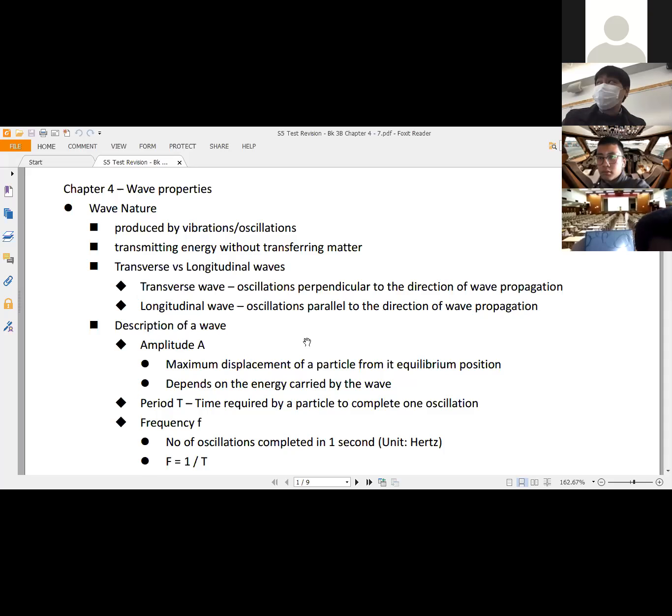So first of all, I want to remind you we have a test on Wednesday about the book 3B, the whole book. And it would be 45 minutes with 8 MC questions and 3 short questions. So everyone, please use single line paper. Prepare single line paper and stationery.